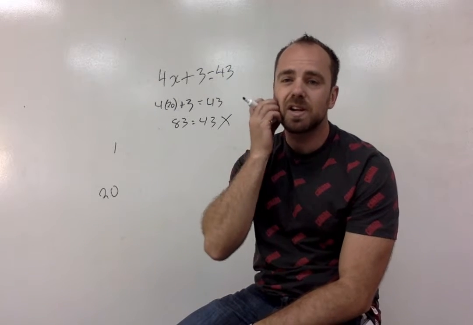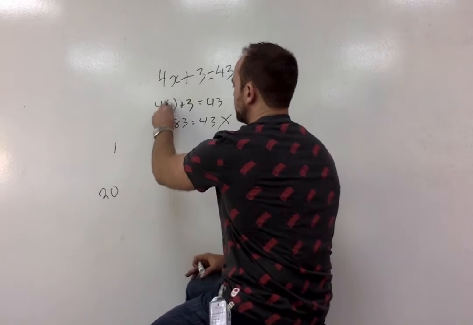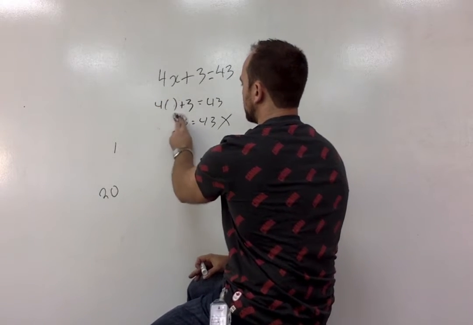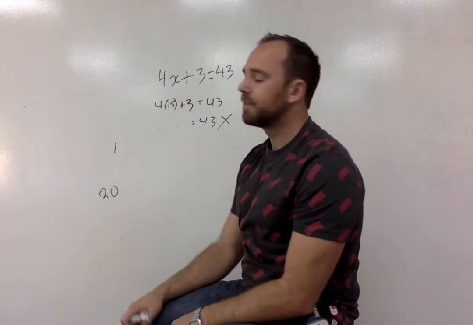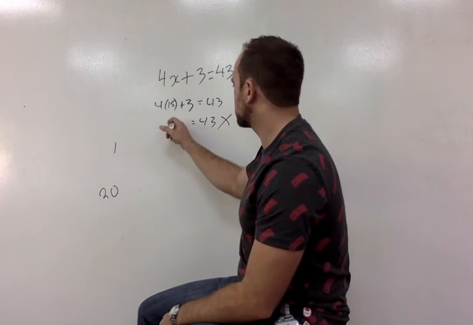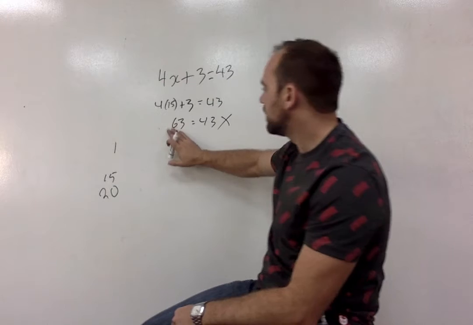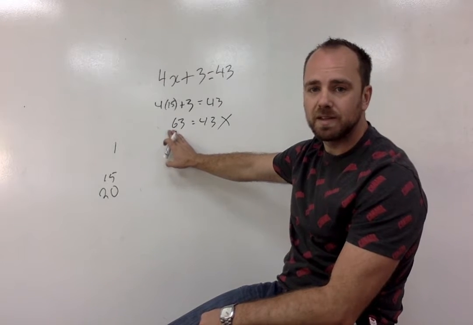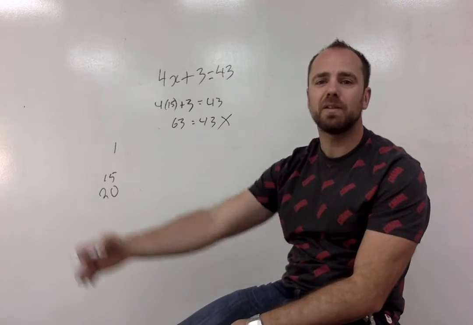Okay, well, let's try something a little smaller. Maybe let's try 15. 4 times 15 is 60. 60 plus 3 is 63. Still doesn't work. Okay, it's still too big. 63 is bigger than 43. So it has to be smaller than 15.